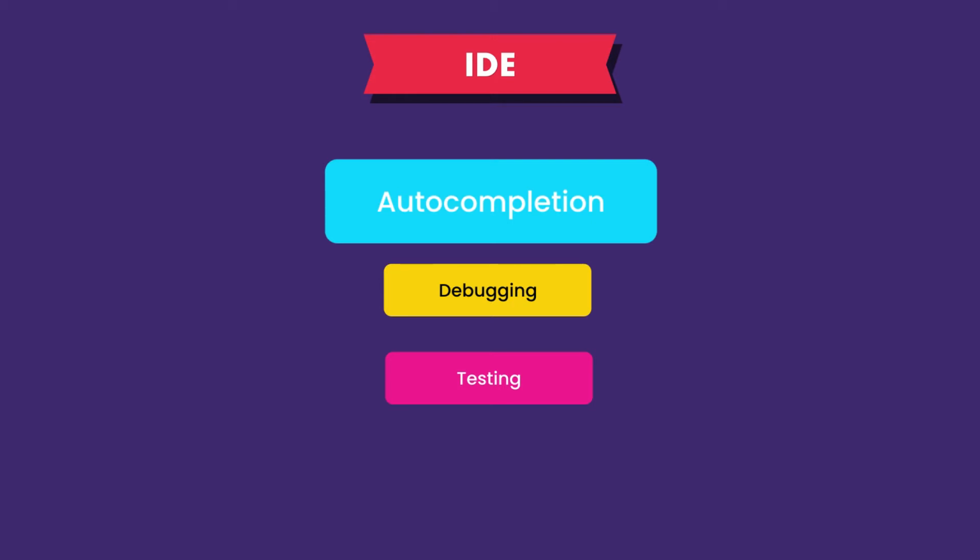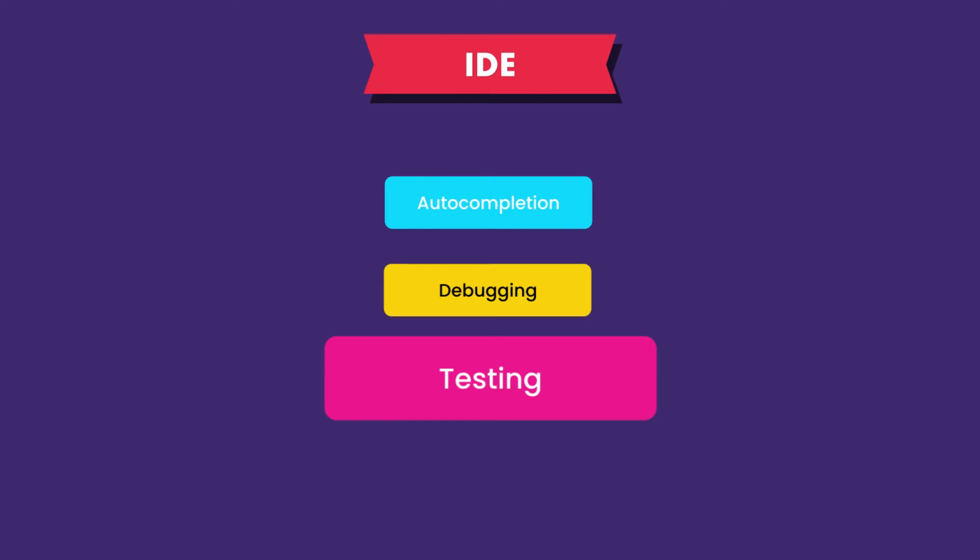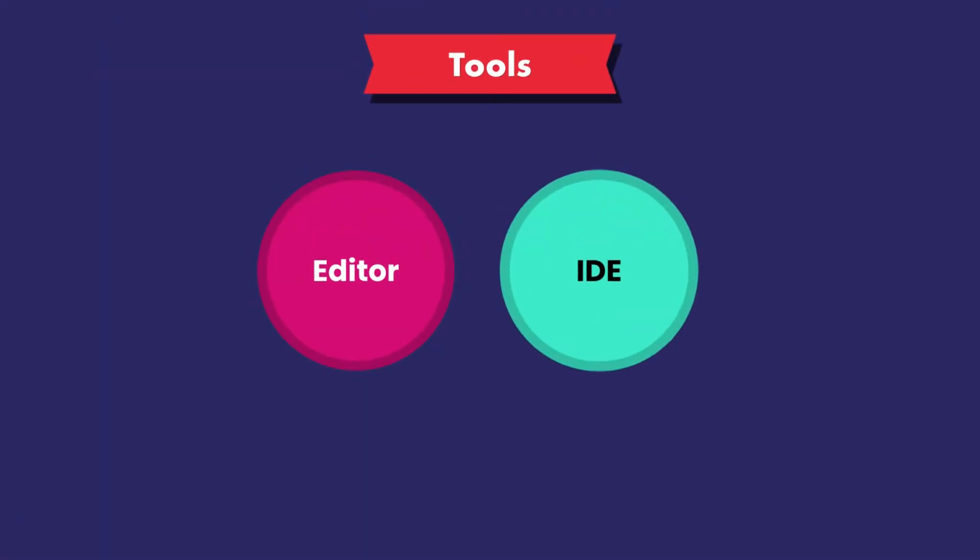It also gives you additional features like debugging, which means finding and fixing bugs in your programs, testing, and so on. For both code editors and IDEs, there are so many options out there. The most popular code editors are VS Code, Atom, and Sublime. You can use the code editor that you prefer. In terms of the IDEs, again, there are so many options out there. The most popular one is PyCharm.